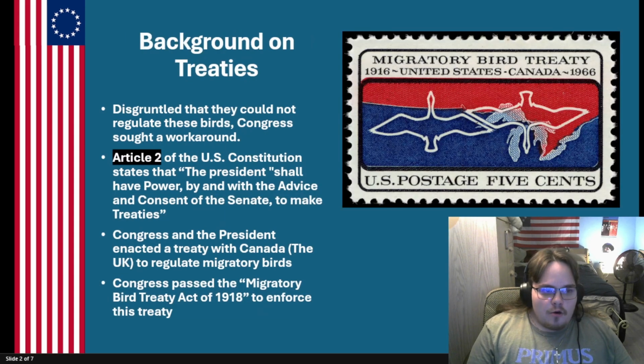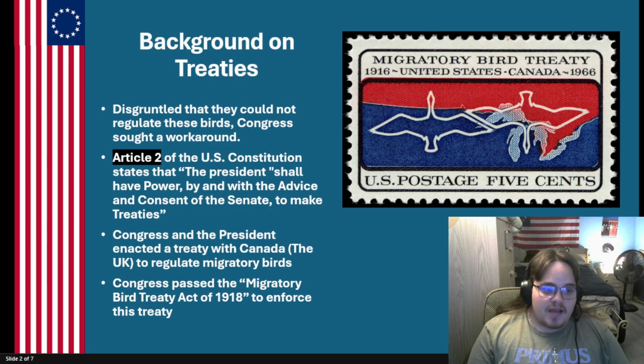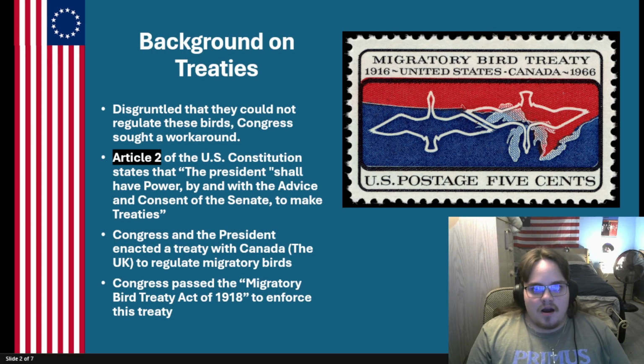So what do they do? Well, they actually find a loophole. Disgruntled that they could not regulate these birds, Congress saw a workaround. Article 2 of the United States Constitution states that the president shall have power, by and with the advice and consent of the Senate, to make treaties. So Congress and the president enacted a treaty with Canada, which was actually the United Kingdom at the time, because in 1920, Canada was not a fully independent sovereign country. So we actually did our negotiations and diplomacy with the United Kingdom and created this treaty called the Migratory Bird Treaty.